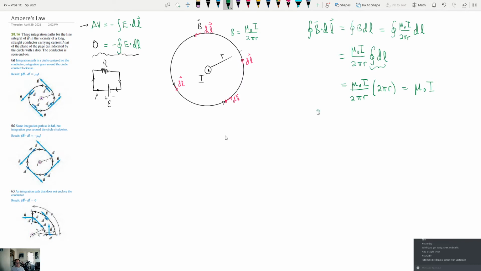So the result is this. We started with doing the line integral of B dot dl around a closed path, and what we end up getting is mu naught times I. This is Ampere's law.